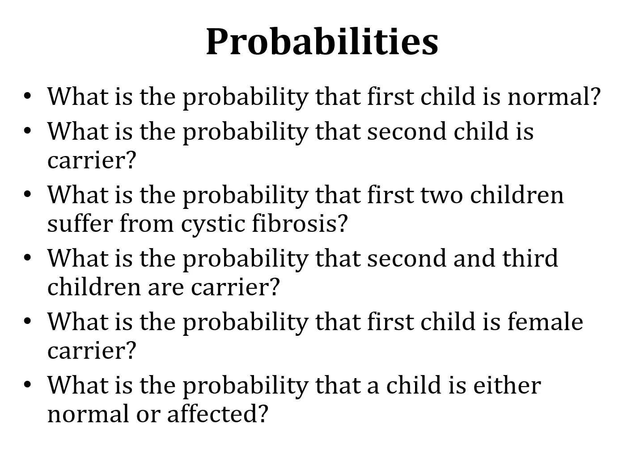And now these are almost the same questions that we saw in the previous example of the same type of disease. So what is the probability that first child is normal? What is the probability that second child is carrier? What is the probability that first two children suffer from cystic fibrosis? What is the probability that second and third children are carriers? What is the probability that first child is female carrier? What is the probability that a child is either normal or affected? So these are the questions that you have to answer.